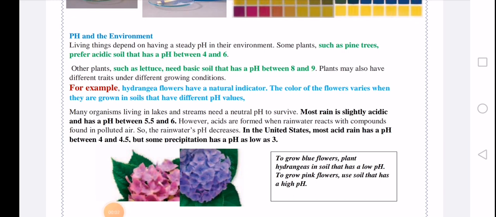Today we are going to continue section 3, acids and bases. So let's start.